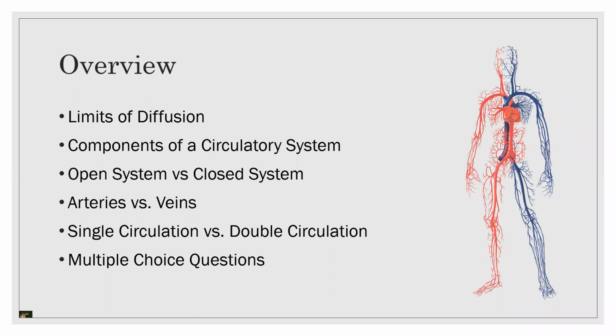So a brief overview of what this video is going to be about. We're going to talk about the limits of diffusion, and from there, we're going to learn why these limits of diffusion led to the development of a circulatory system. And within there, what are the components of a circulatory system, and how this developed into an open system versus closed system. And so within closed systems, all the different veins and arteries. And finally, we're going to talk about single circulation systems versus double circulation. And at the end, I have 2 multiple choice questions for you guys to test your knowledge.